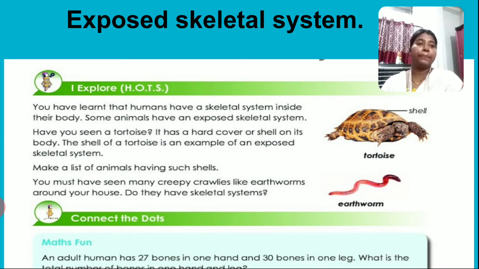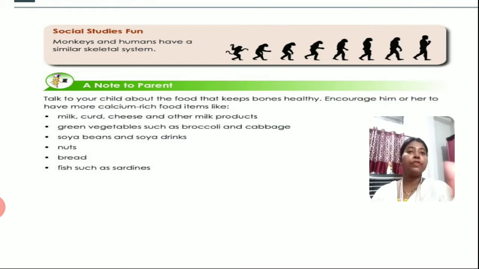Understood? Now we will move to the social studies fun. It is just for your knowledge. Monkeys and humans have a similar skeletal system. If you have observed monkeys, you can see that their skeletal system and the human skeletal system have almost the same body structure. So monkeys and humans have a similar skeletal system.